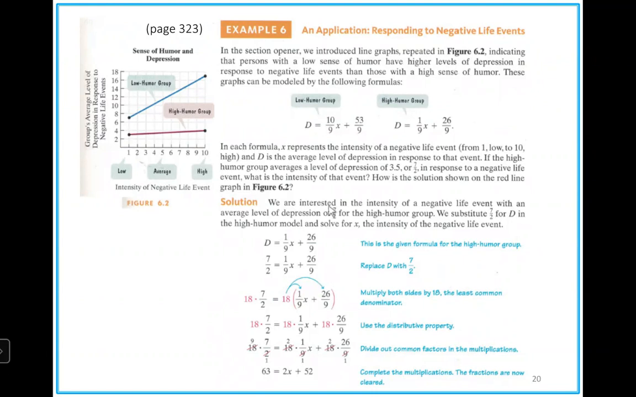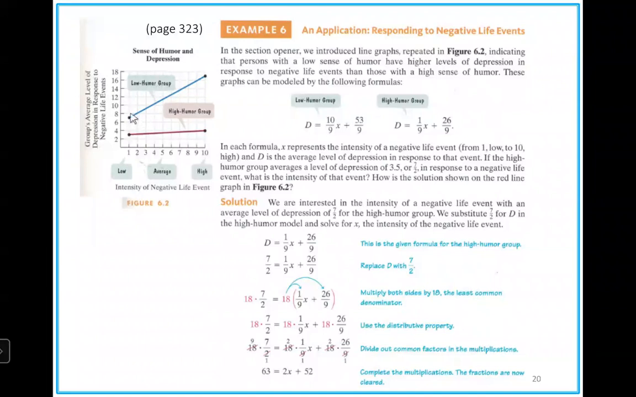So what they did is to draw a graph. So this red line is showing you the high humor group, the people with a high sense of humor. And this blue line is showing you the people with a low sense of humor. And it says here on this side, groups' average level of depression in response to negative life events. So you'll see this vertical axis.